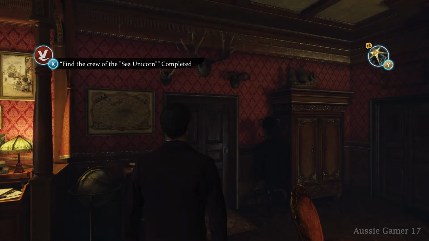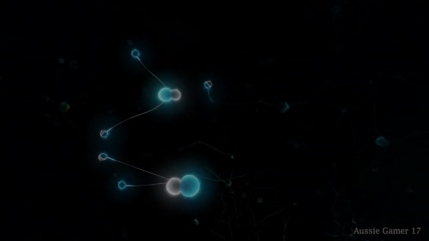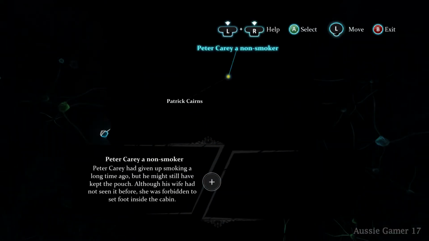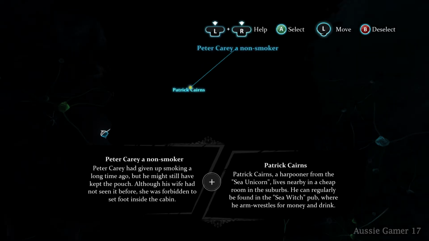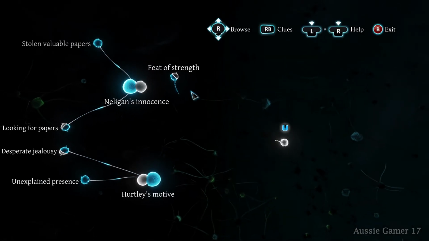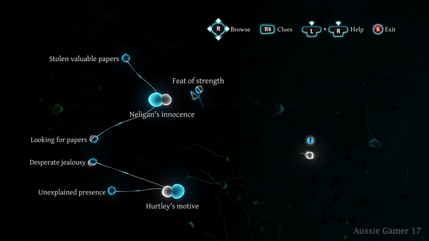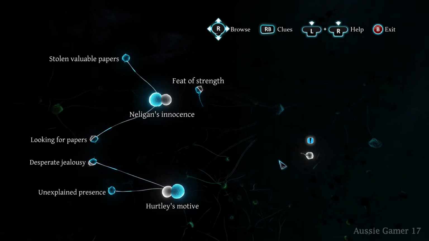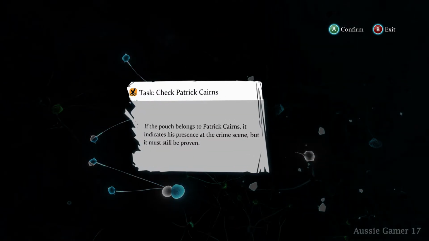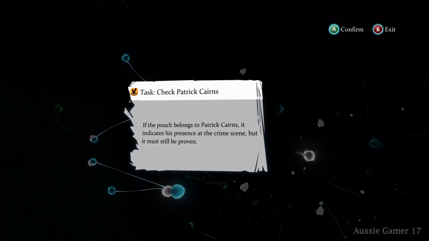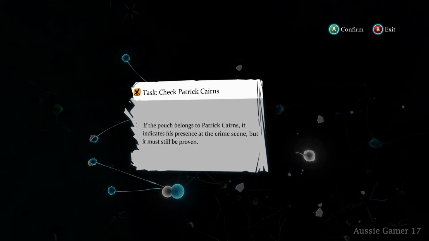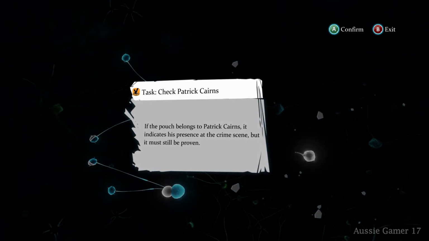All right, and now we can make another deduction, something we've been waiting for a while. We've got Peter Carey being a non-smoker and someone with the initials PC, which were found on the tobacco pouch. Link those. And that's going to give us another deduction, which is a task. We need to look into Patrick Cairns. If the pouch belongs to him, it indicates his presence at the crime scene, but it must still be proven. All right, so that's our job.